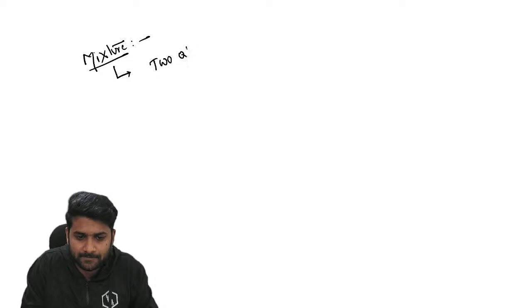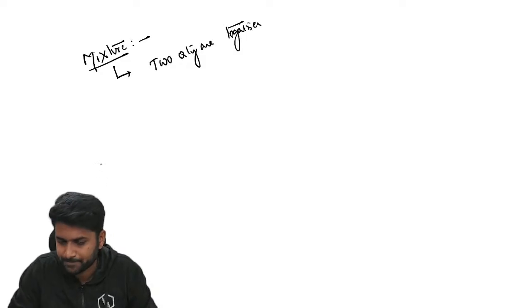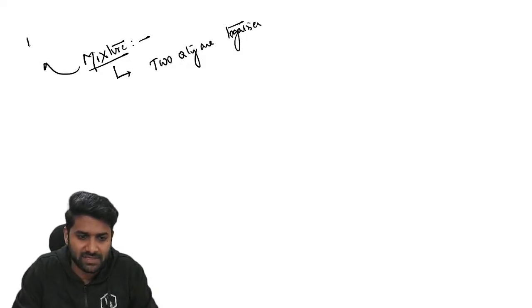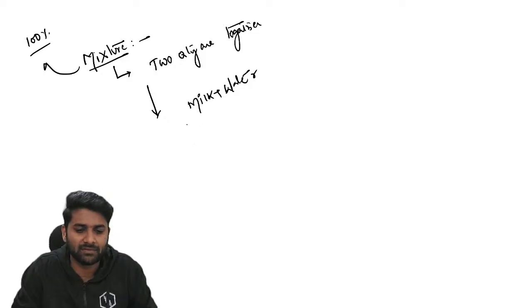See, first understand what is a mixture. A mixture is all about two quantities being together. Any mixture is exactly equal to 100%. For example, a mixture consisting of milk and water.